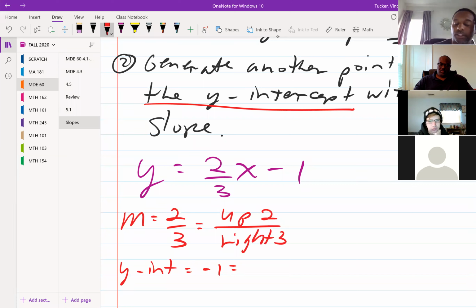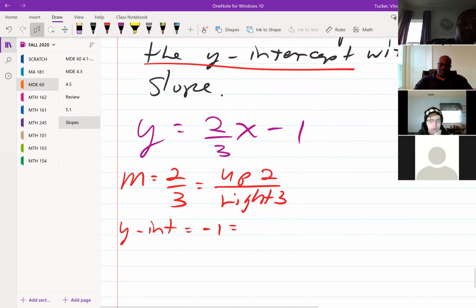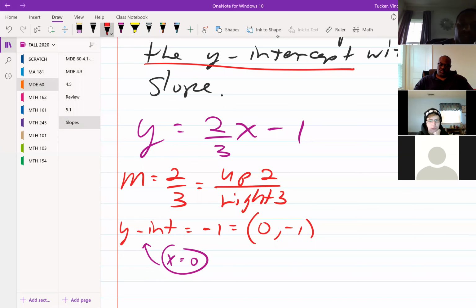Now, y-intercept, remember we talked about intercepts last class? The characteristic of all y-intercepts means that x is equal to 0. So that means the coordinates of my y-intercept is going to be 0, -1. So that will always be the case. You will have this number right here, and then the first part of your coordinate will be 0 when you go to plot.